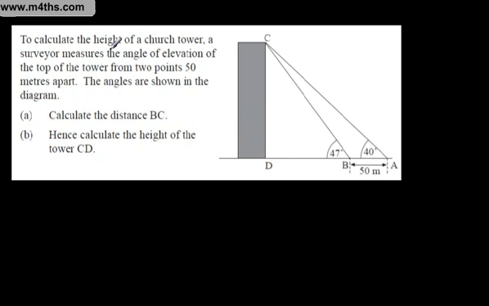To calculate the height of a church tower, a surveyor measures the angle of elevation of the top of the tower from 2 points 50 metres apart. The angles are shown in the diagram. Calculate the distance BC. So BC is going to be this one just here, BC up to there, that's fine. Hence, calculate the height of the tower CD.